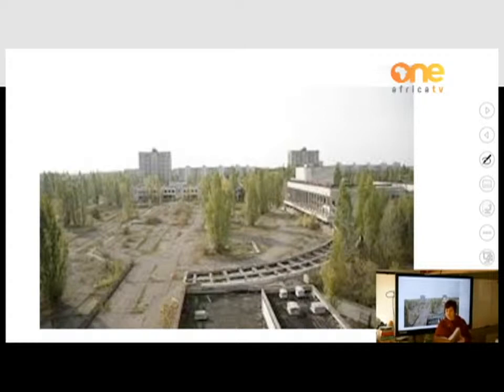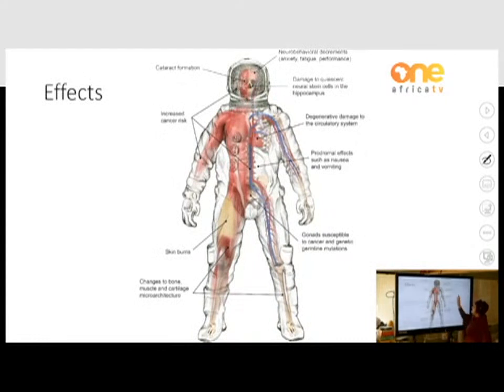The symptoms of radiation sickness: nausea, weakness, hair loss, skin burns, and diminished organ functions. Cancer and leukemia are considered to be the primary health effects of radiation exposure. And here I found a little poster: neurobehavioral decrements, anxiety, fatigue, and you cannot perform. Your nervous system needs to regulate all your actions. It cannot happen. Damage to the quiescent neural stem cells in the hippocampus. That is where you remember and learn.